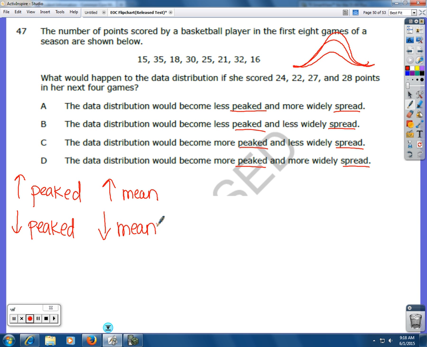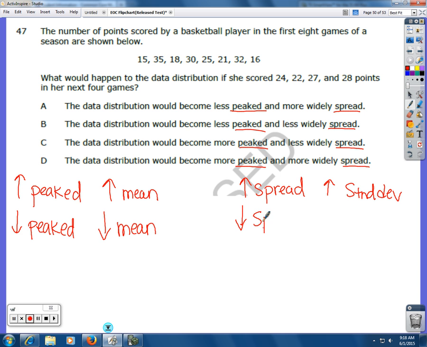Okay, talking about spread, that's how wide the data distribution is. So maybe it looks like this, or maybe it looks something a little more spread out like that. Spread is specifically talking about standard deviation. So if something has more spread, then the standard deviation has increased. If something has less spread, then the standard deviation has decreased.